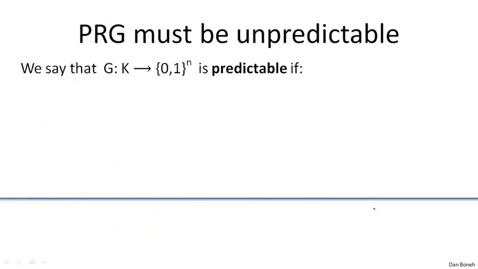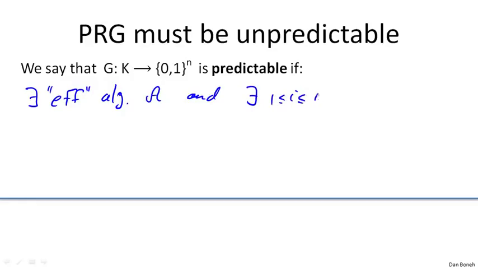So what does it mean that a PRG is unpredictable? So let's define more precisely what it means for a PRG to be unpredictable. Well, first we'll define more precisely what it means for a PRG to be predictable. So we say that G is predictable if there exists an efficient algorithm, let's call it A, and there is some position i between 1 and n minus 1, such that if we look at the probability over a random key, probability that if I generate a random key, and remember this notation means choose a random key from the set K, so this arrow with R just means choose a random key from the set K.